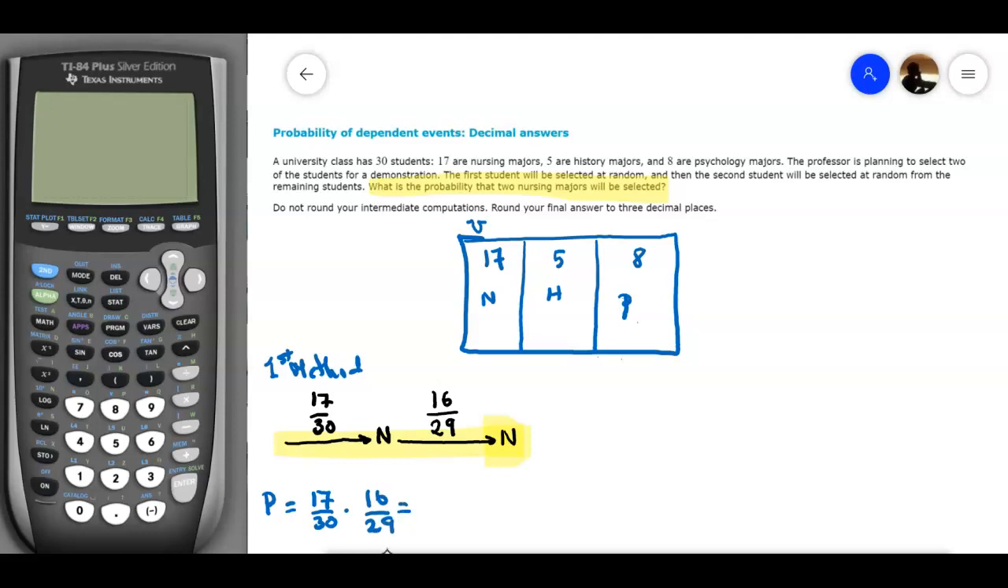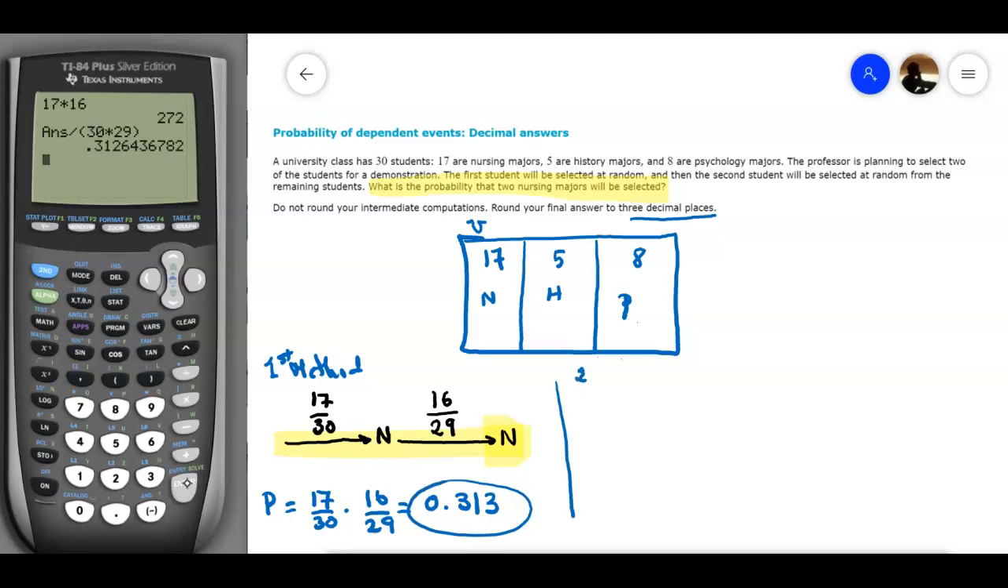And we can do this on the calculator, so it can be 17 times 16. I'm multiplying the numerators together and enter, and this divided by, I'm going to open the parentheses, 30 times 29, close the parentheses and enter. So this is going to give me 0.316. I want to round to 3 decimal places, so the 2 turns into 3, and 0.313 is my answer. So this was the first method.